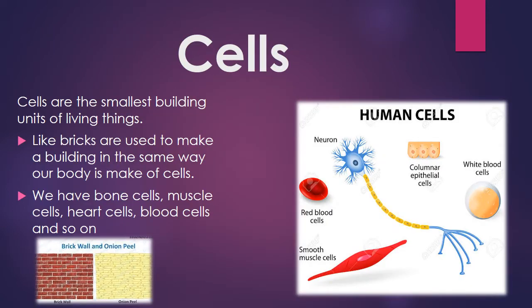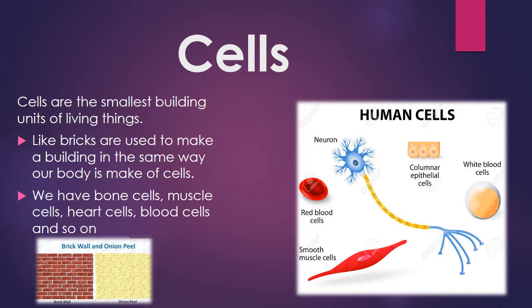Cells are the smallest building units of living things. Like bricks are used to make a building, in the same way our body is made up of cells. We have bone cells, muscle cells, heart cells, and blood cells. So basically, they are saying that our body is made up of small units that are known as cells.